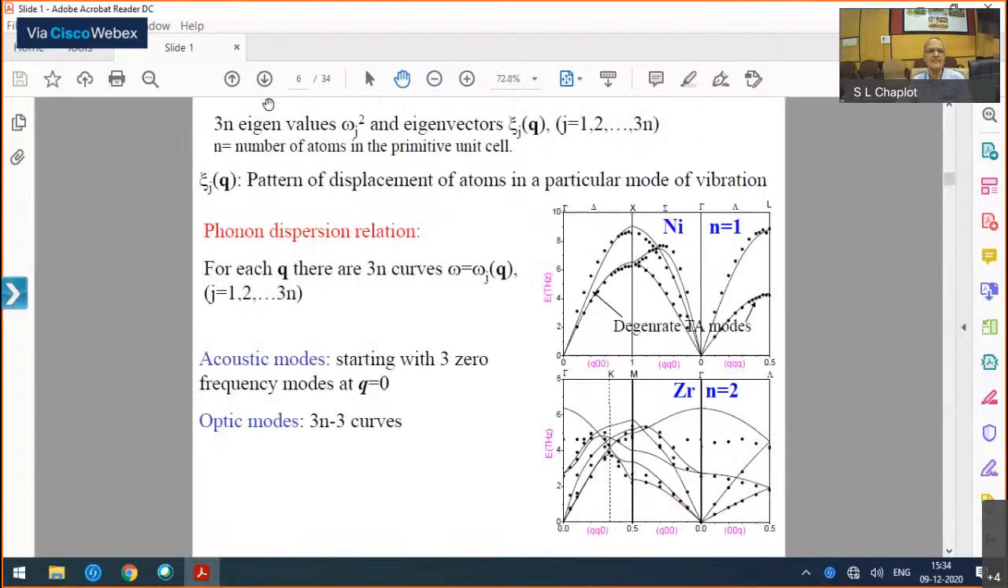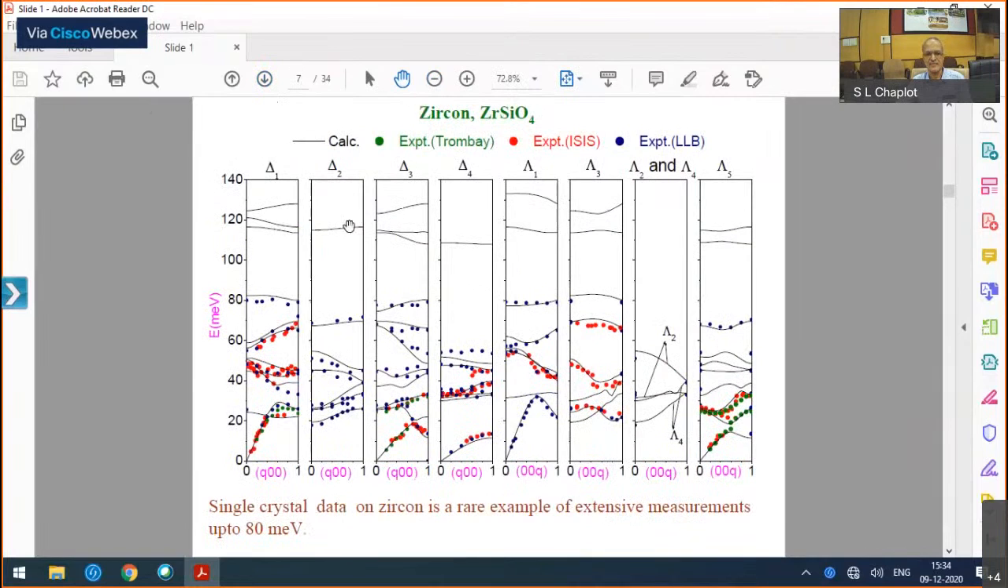Now, this is a more complex material of practical importance. It's a mineral, zirconium silicate. And here I just wish to say that there are a large number of atoms in this structure, and because of that, it has a large number of phonons. So this was a very involved exercise of measuring these detailed phonon dispersion curves along different directions.